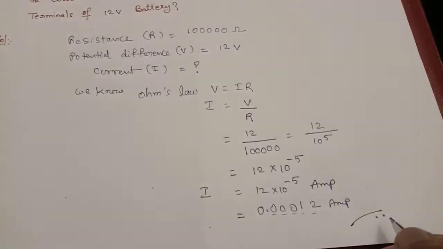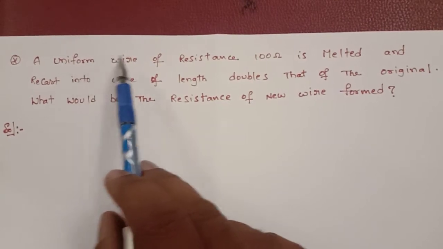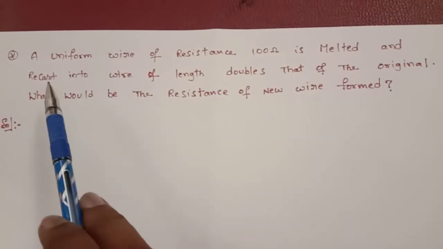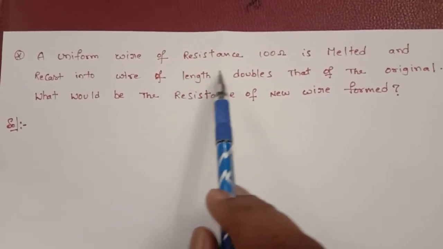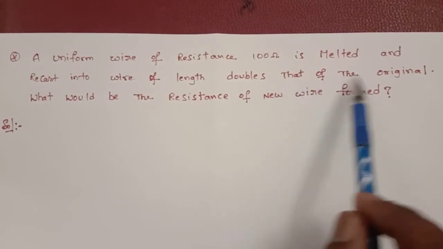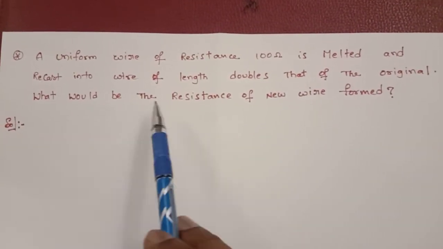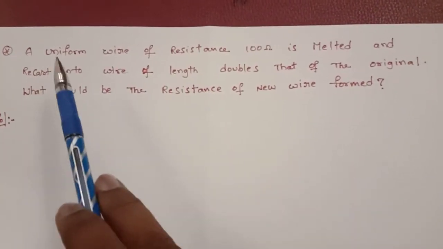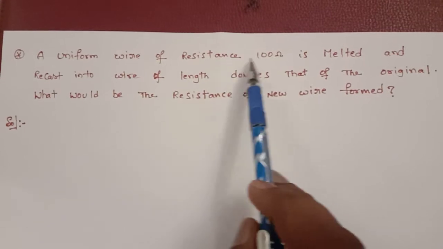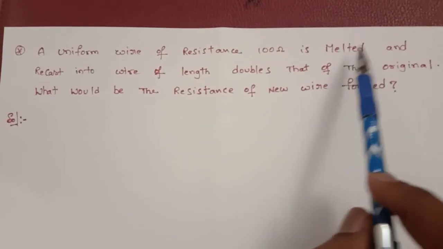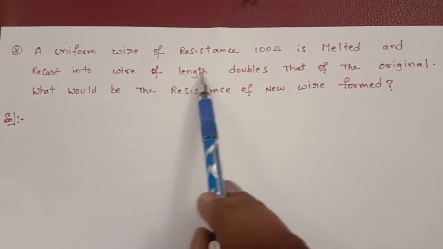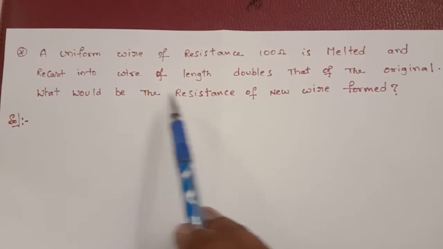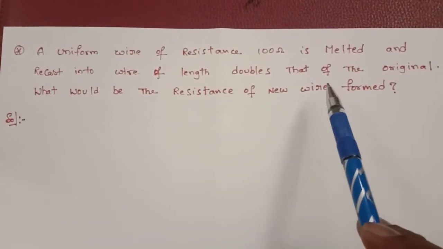Okay, thank you. So the next problem: a uniform wire of resistance 100 ohms is melted and recast into a wire of length double that of the original. What would be the resistance of the new wire formed? I am repeating the problem. A uniform wire of resistance 100 ohms is melted. That melted wire is recast into a wire of length double that of the original. What would be the resistance of the wire?